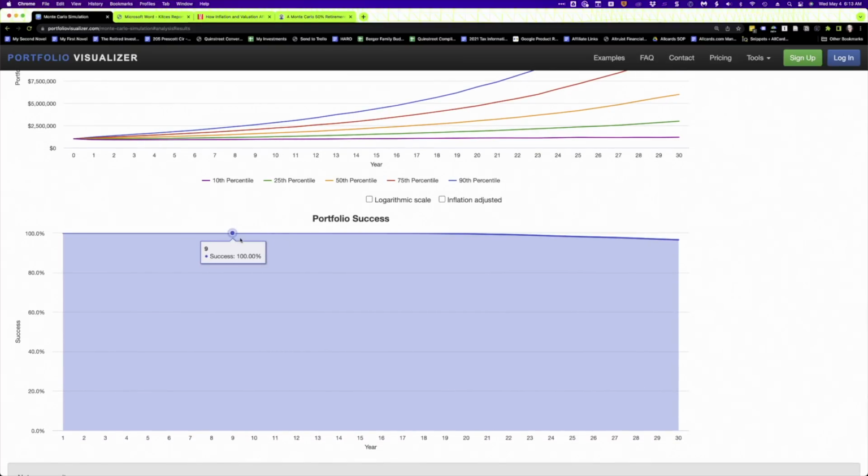Our chance of success. So in the early years, every single simulation, all 5,000 simulations were successful. What does that mean? In this case, it means we don't run out of money. All right, that's what success is. We don't run out of money. But keep that in mind. If you die with $1, that's success.